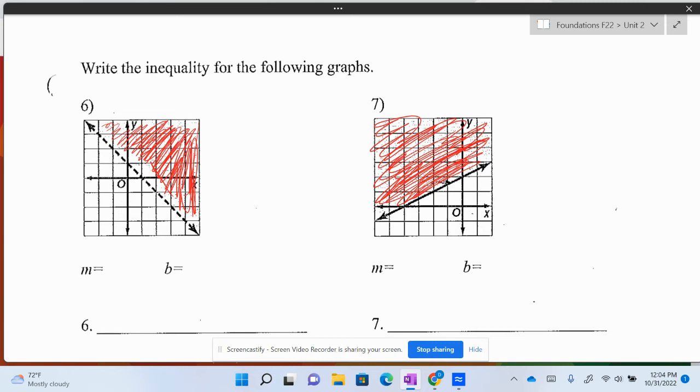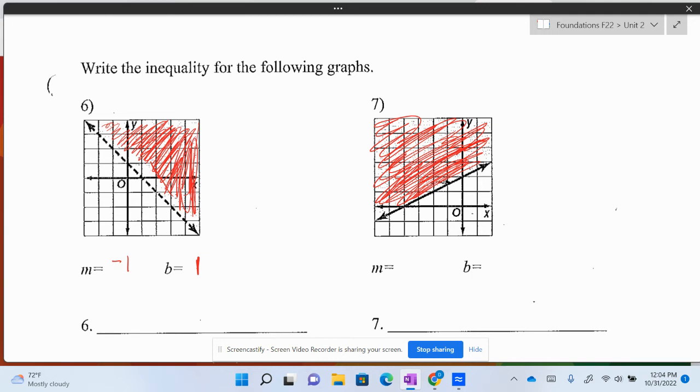All right, so let's look at number 6. I need someone to volunteer to give me the slope and the y-intercept. Kane. It is -1, +1. Okay, so the slope is -1 and the y-intercept is +1.